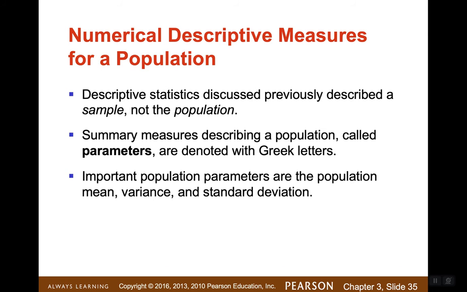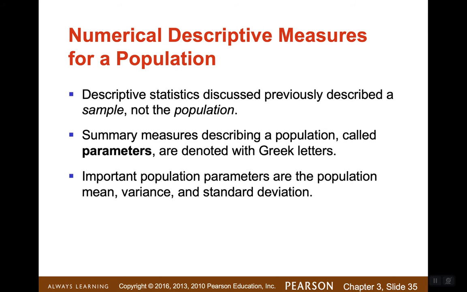So everything we've been talking about up till now has really been talking about samples. We have a population of size capital N, and then we take a sample of size small n. All these different descriptive statistics we've talked about describe a sample, not a population.